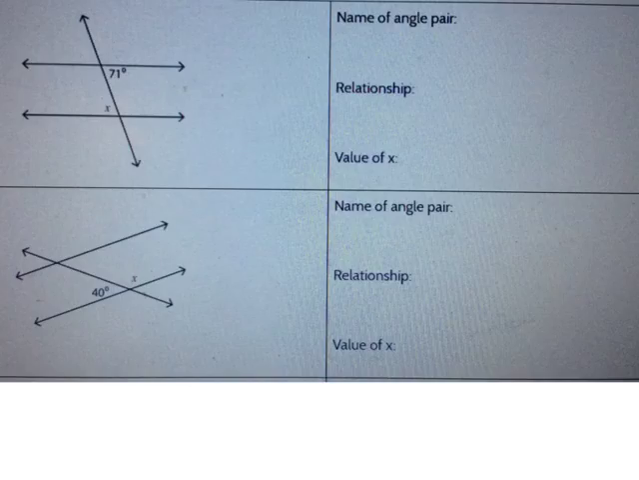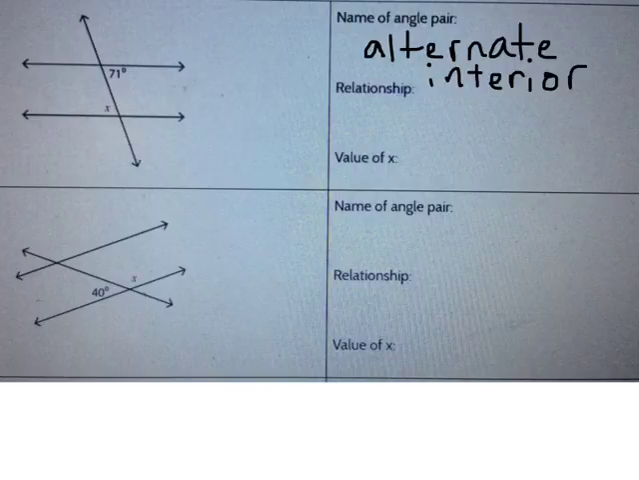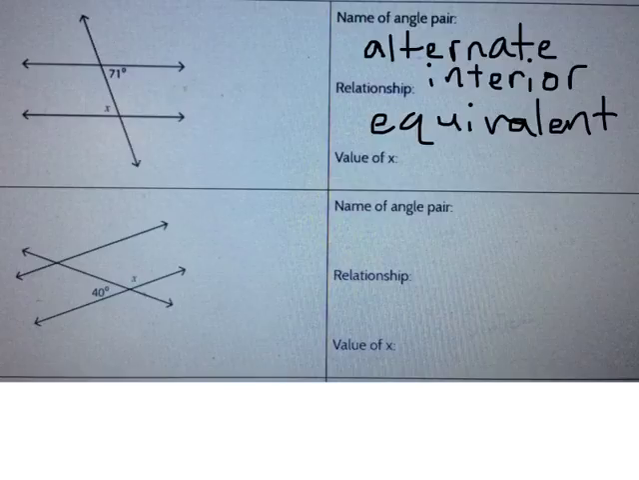Let's look at a few more. What's the name of this angle pair? 71 degrees and x. These are alternate interior angles. They're inside the parallel lines and on opposite sides of the transversal. What's the angle relationship for alternate interior angles? These angles are equivalent. What's the value of x? It's 71 degrees.